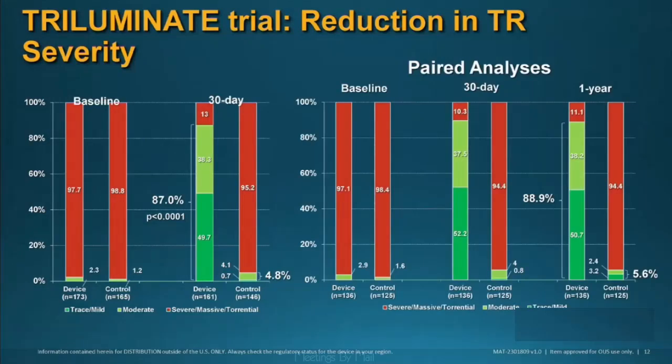TRILUMINATE showed in very selected patients efficacy in reducing TR using the TriClip technology. It also showed, interestingly, at 1 year after randomization that the control group under guideline-directed medical therapy had no improvement of TR, which is to some extent unexpected because in the COAPT trial, the control group, after being enrolled in the trial, were improving their MR, which tells us that actually our drugs are not really efficient in tricuspid regurgitation.